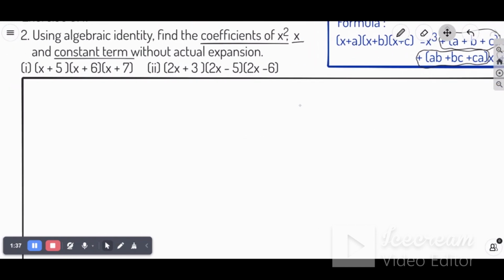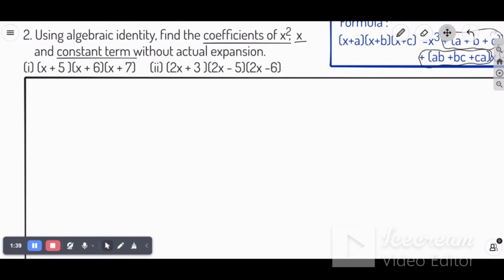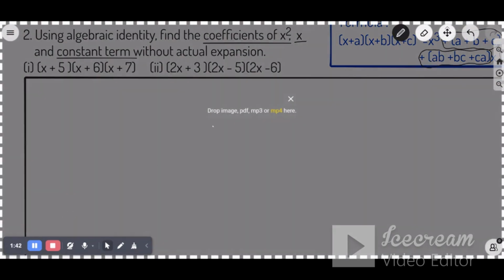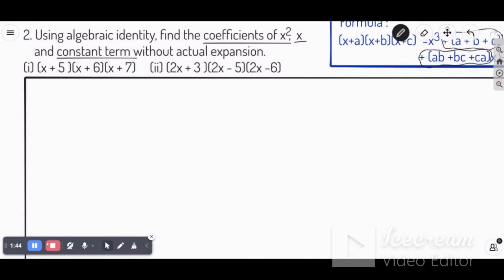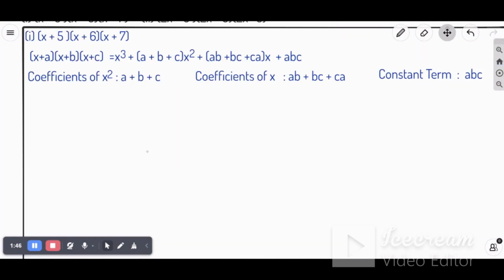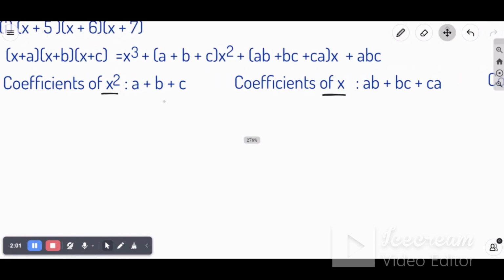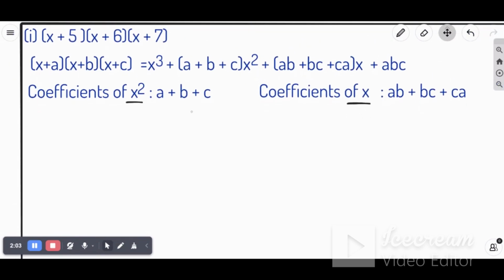So first, let us go to our question. Let us move on to the first question. The first question is (x plus 5)(x plus 6)(x plus 7). All we have to find is the coefficient of x square, the coefficient of x and the constant term. If you see this formula closely, as we saw already, the coefficient of x square is nothing but taking the values of a, b, c and adding them.